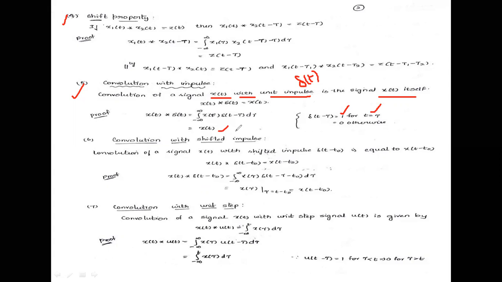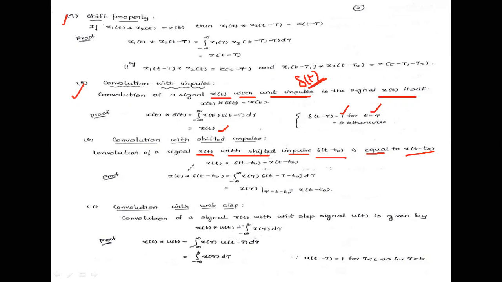But if a shifted version of the impulse is there, actually it is not x of t, it is x of tau only. Now the sixth property: see the convolution of signal x of t with the impulse delta of t minus t naught. When I take delta of t, it is x of t. Delta of t minus t naught gives x of t minus t naught.